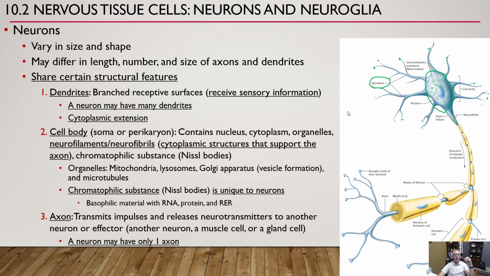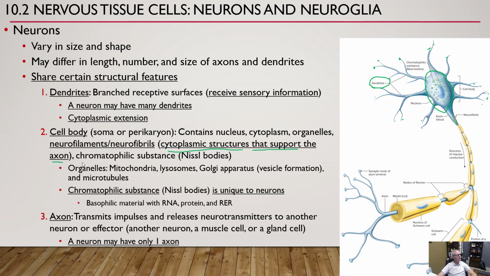If you remember back from like chapter 2 or 3 or something like that, we had the myofilaments and the myofibrils and that scaffolding to keep the structure of the cell. Well, now we have these things called neurofilaments and neurofibrils. Basically, that's the scaffolding of the cell body. They're just cytoplasmic structures that help support the cell body and the axon.